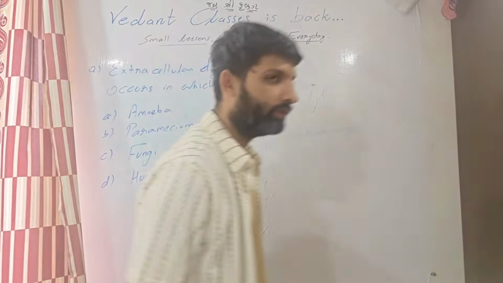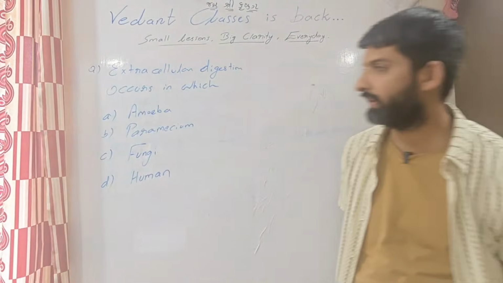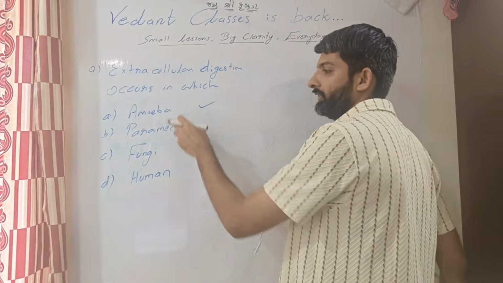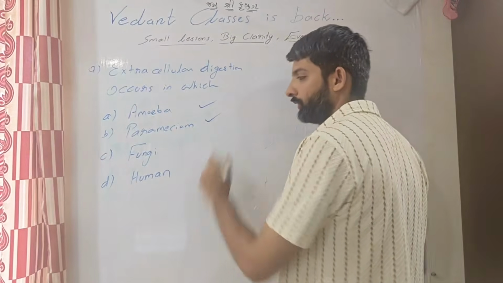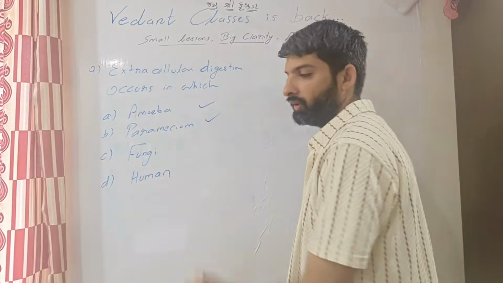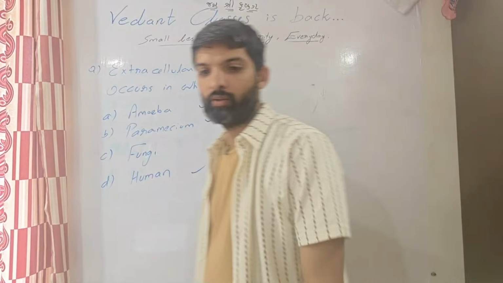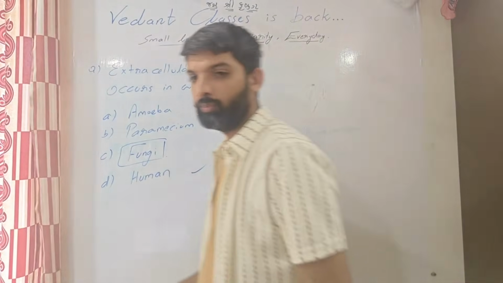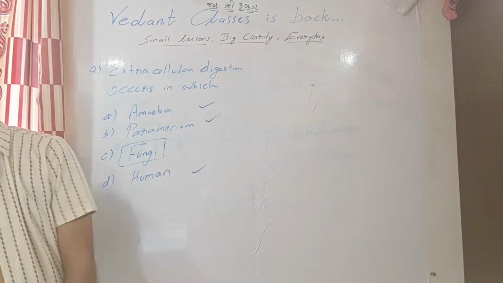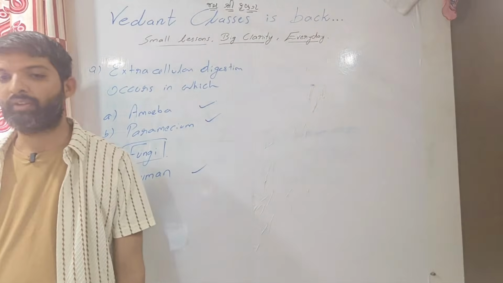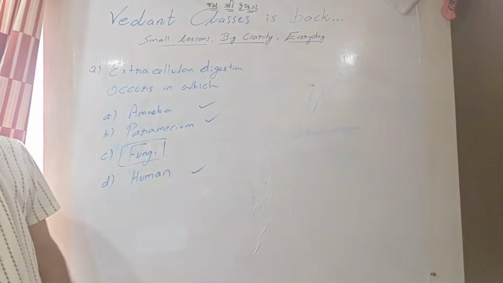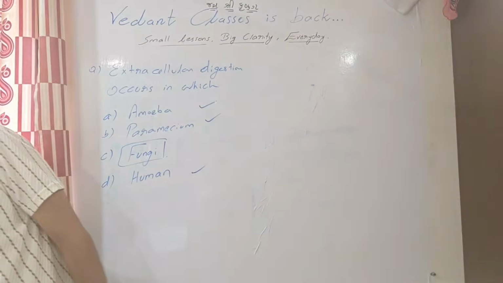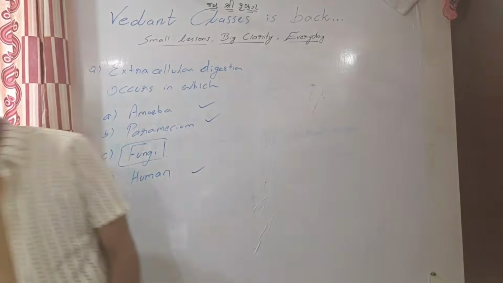Extracellular digestion means food is broken down outside the body, not inside. So amoeba follows the holozoic mode of nutrition. Just like amoeba, paramecium follows the same holozoic mode of nutrition. In humans also we follow the holozoic mode of nutrition. But fungi, as they are saprophytes, consume dead and decaying matter, so it is called extracellular digestion. So C will be the right answer. Okay, very important question. C will be the correct answer.